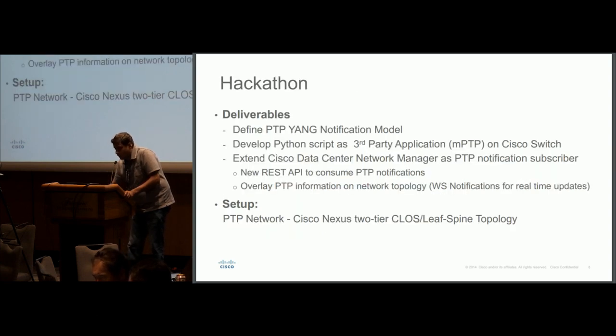So in the hackathon, we have the deliverables. We defined a PTP YANG notification model, which we still need to review with the team. We developed a third-party application on a Cisco switch. The real deliverable here was a Python script, which runs on the switch and pushes a YANG notification to the existing product. We have a network management solution, and we extended it to introduce a new REST API to consume that notification and overlay the PTP information on top.